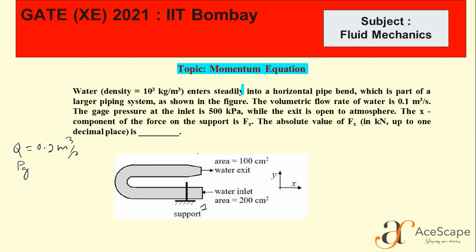If I take this section 1, this is section 2. Then PG1, gauge pressure, 500 kPa, while the exit is open to atmosphere, okay, PG2 is the atmospheric pressure, all right, and X component of the force on the support is Fx. The support is Fx, the absolute value of X, they want to know Fx. So one thing you can do first, I think you can write in the equation also, but I think you should go for that velocity calculation. That will be helpful.